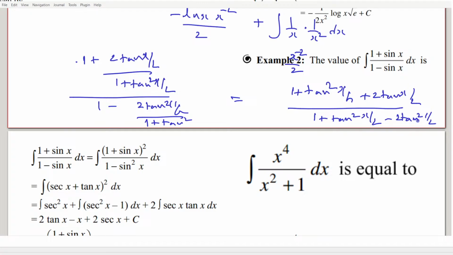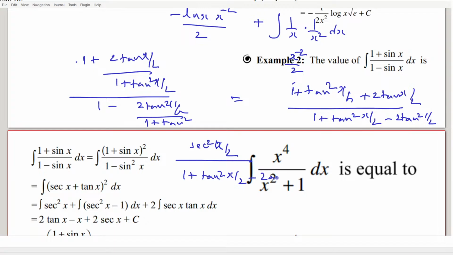This might not work, no? You can try different ways. Or you might be able to make this work also, right? So what you will do, you will break this into two parts. 1 plus tan square x by 2, secant square x by 2 by again 1 plus tan square x by 2 minus 2 tan x by 2, right? Plus again 2 tan x by 2 by 1 plus tan square x by 2 minus 2 tan x by 2, right?